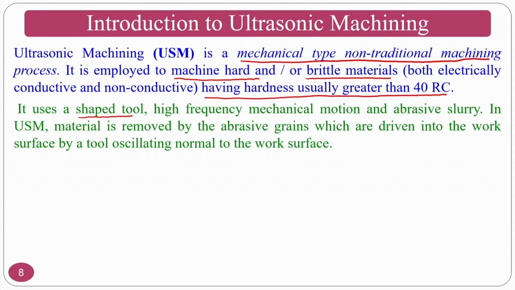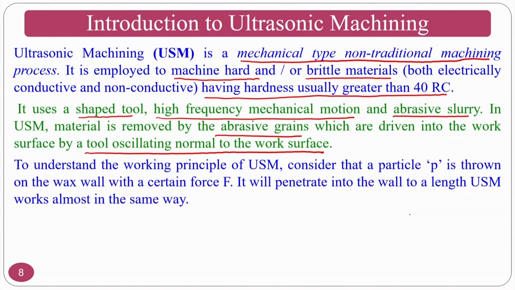High frequency mechanical motion is required for the tool, and the abrasive slurry also should be there. If the abrasive slurry is there, then what will happen? It will reciprocate and there will be a mechanical action. In USM, material is removed by the abrasive grains, which are driven into the workpiece surface by the tool oscillating normal to the work surface, because of which the material removal will take place.